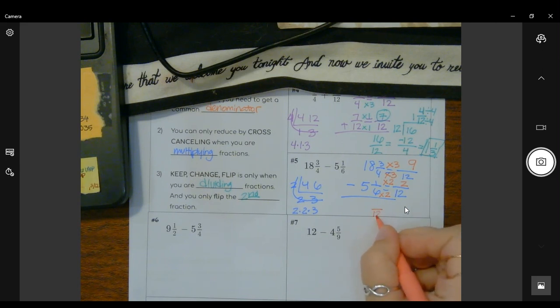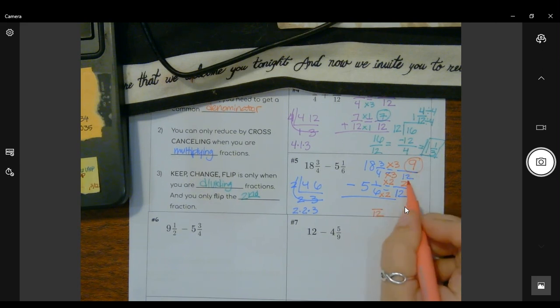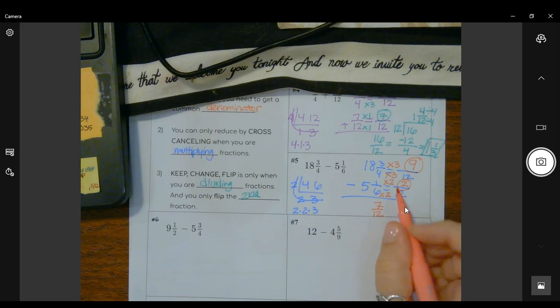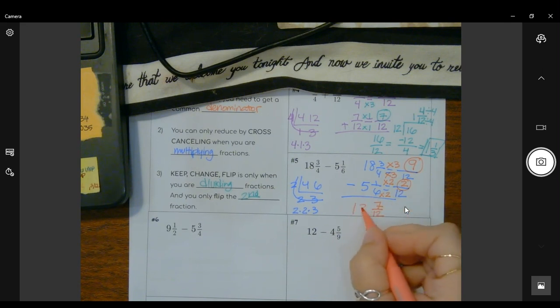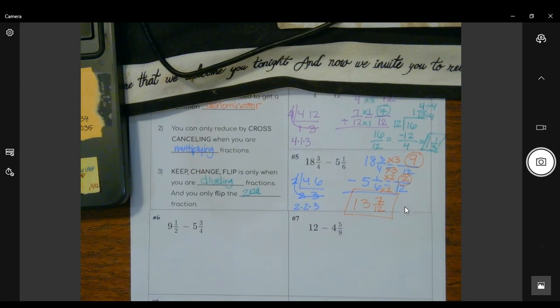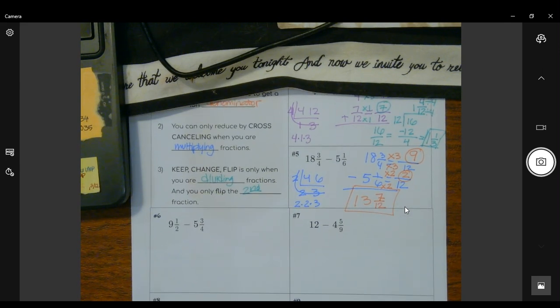Now that I have the same denominator of 12, let's combine those numerators and always pay attention to that sign. I'm subtracting: 9 minus 2 is 7 and 18 minus 5 is 13. That can't reduce, it's not improper, so I'm done. Okay, hopefully you did pretty well. Let's take a look at the next one.